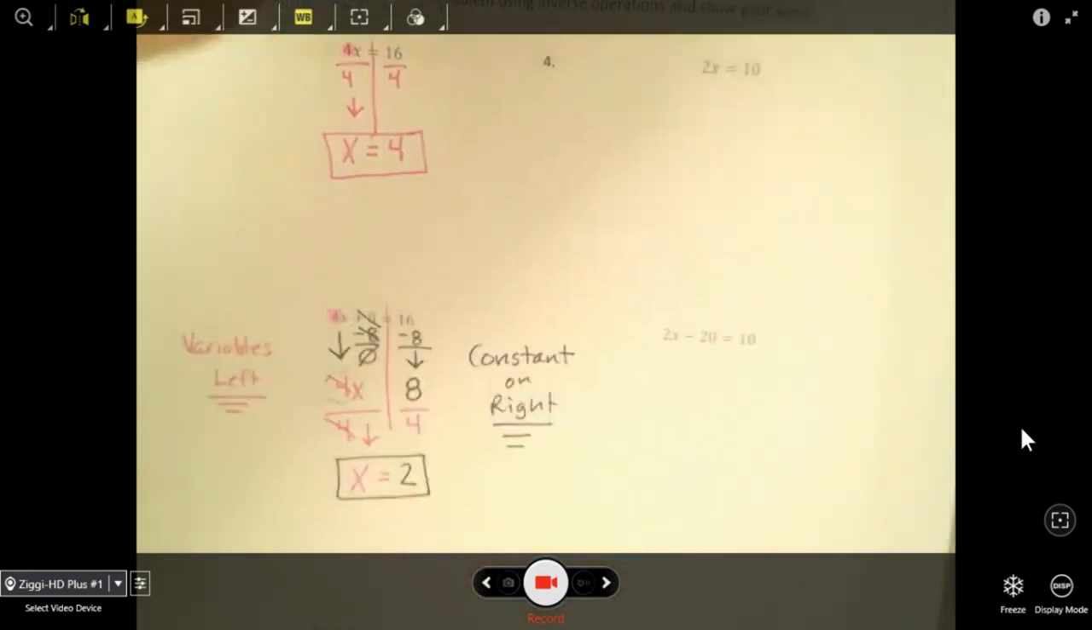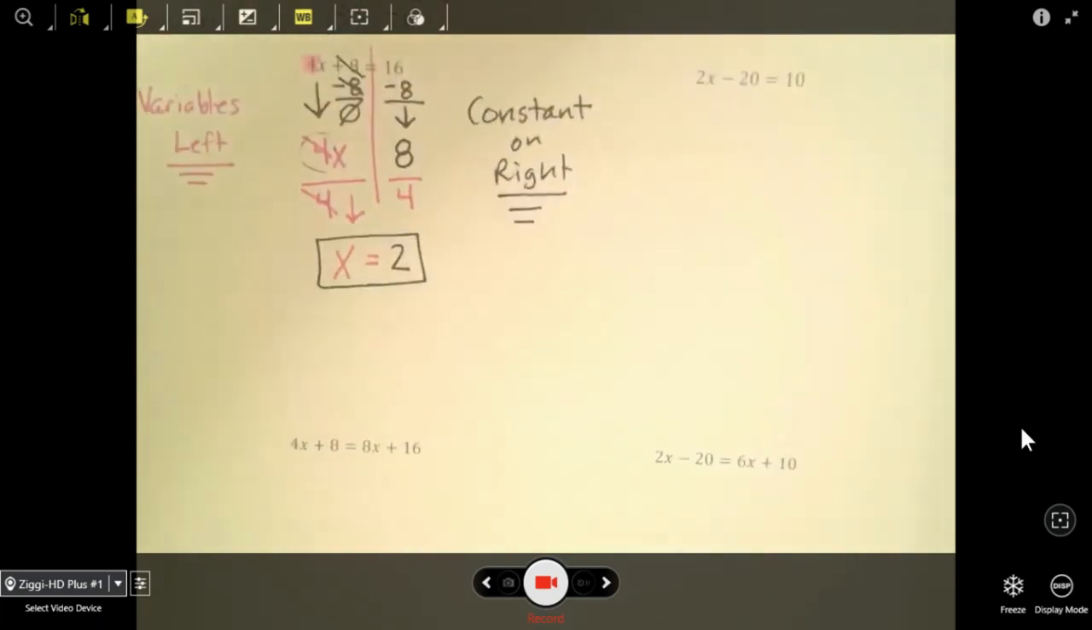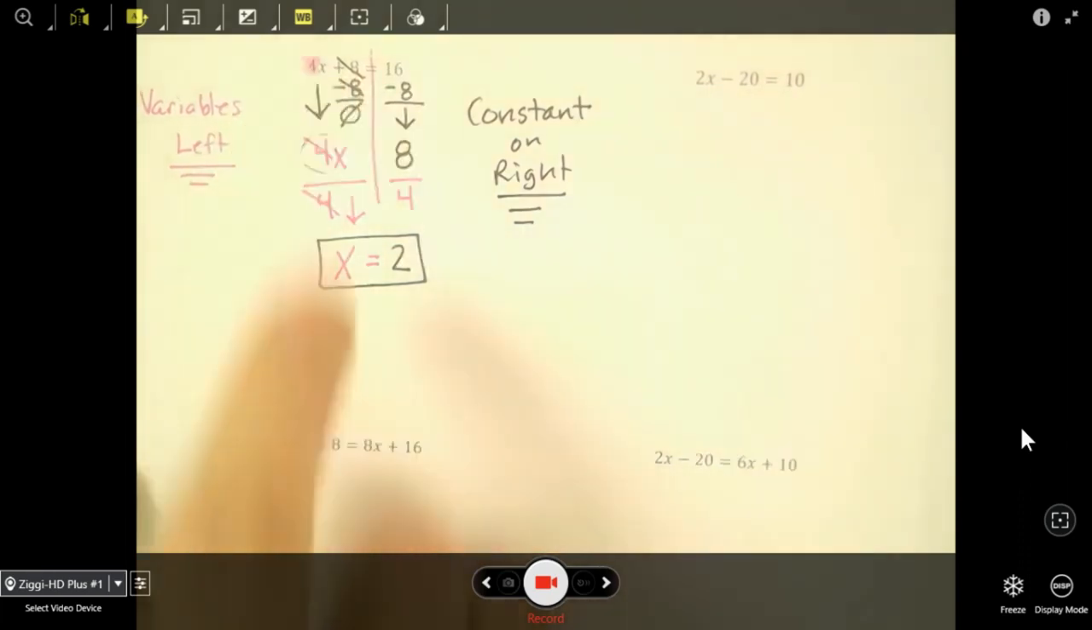And if we go to our next one, we add one more thing. Notice this one, it has the 8, but then I added an 8x. So we have an additional variable. So now instead of just having a variable on one side, we have a variable on both sides.